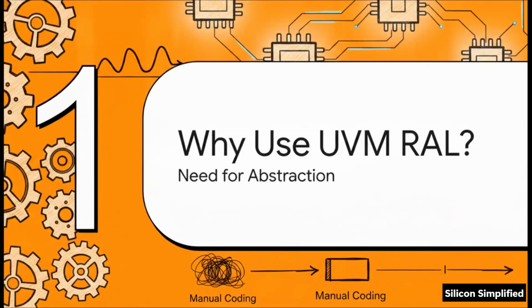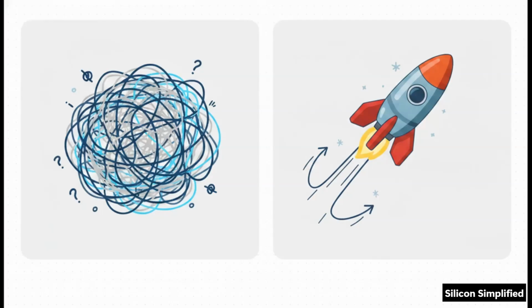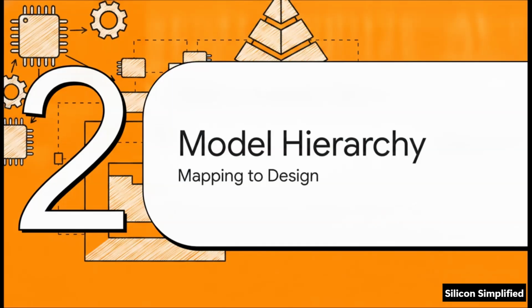Section 1. Why use UVM RAL? The need for abstraction. The difference here is, well, it's basically night and day. Without RAL, if a base address changes, which happens all the time, right? You are stuck hunting down hard-coded addresses scattered all throughout your sequences. But with RAL's object-oriented model, you just make a high-level call, something like uart_control_reg.write, and boom, the abstraction layer just figures out the physical address and the bus protocol for you. It's really that simple.